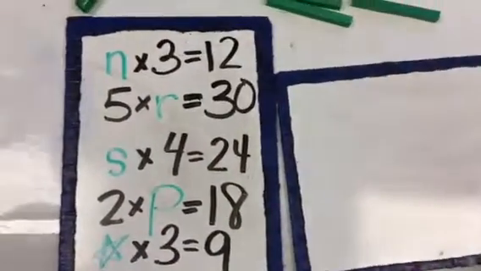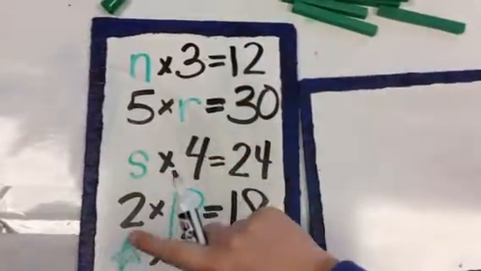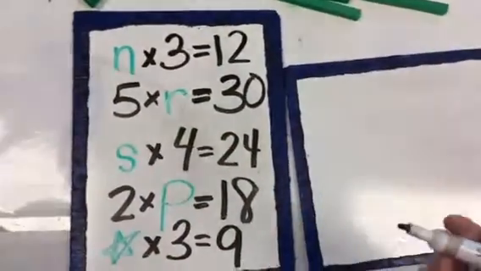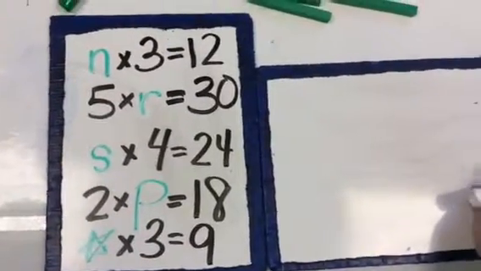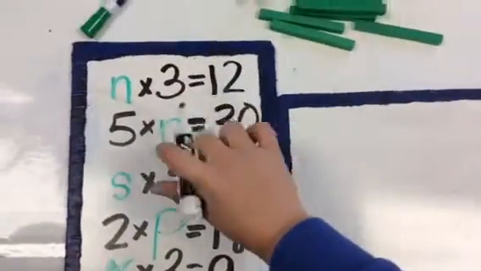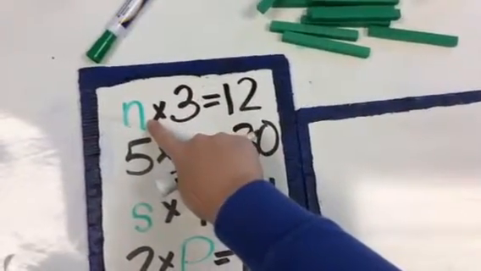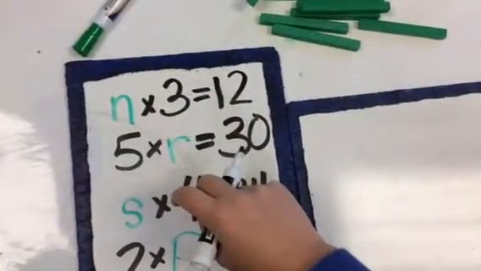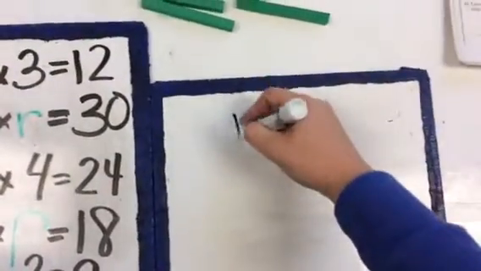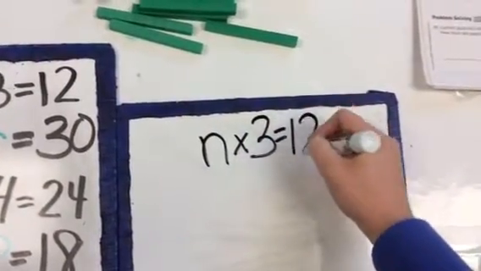So our job is to figure out, well, what do we put in place of these green letters or pictures to make our statement true? So let me show you an example. If you look at N times 3 equals 12, I've got to figure out what number I put here so that when I times it by 3, it does equal 12. Okay? So I'll write it over here. N times 3 equals 12.